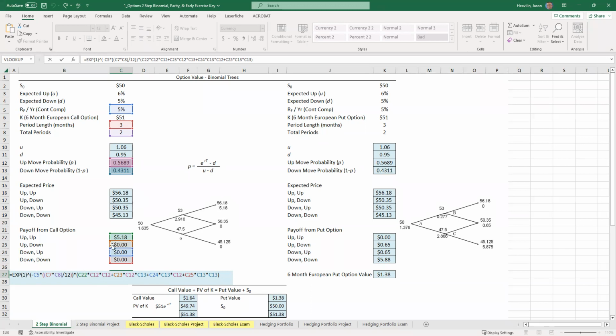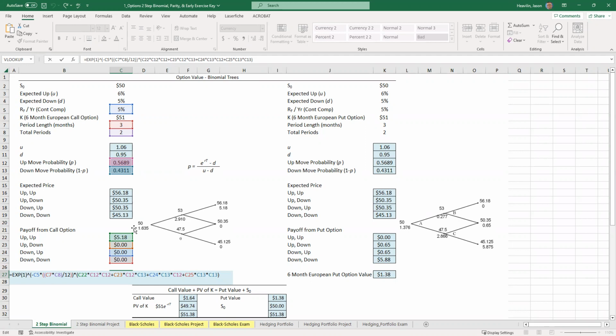So I grabbed the C22, which is the 5.18, and I'm going to multiply it by C12, which is the up probability. And then I'm going to multiply it again because it's 2 steps. Every 3 months, that's the probability. And that's how we move this 5.18 to present value down here. But we're not done yet because that's just one possibility. We need to work with all the possibilities back.